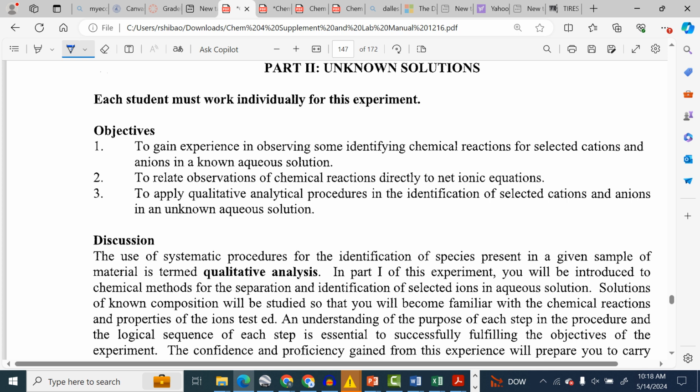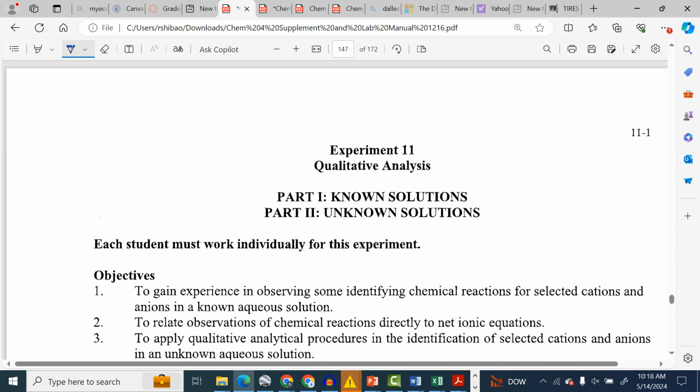But anyway, what we're going to do is we're going to do some simple chemical tests. You know, we're going to use the chemical properties of certain ions to determine their presence or absence. This is qualitative analysis. Qualitative analysis is just trying to identify chemical species present. There's something else called quantitative analysis. And so qualitative analysis: identify species present.